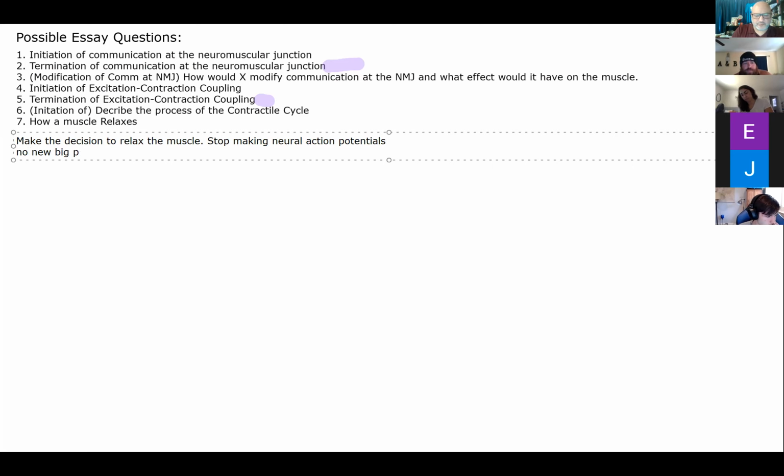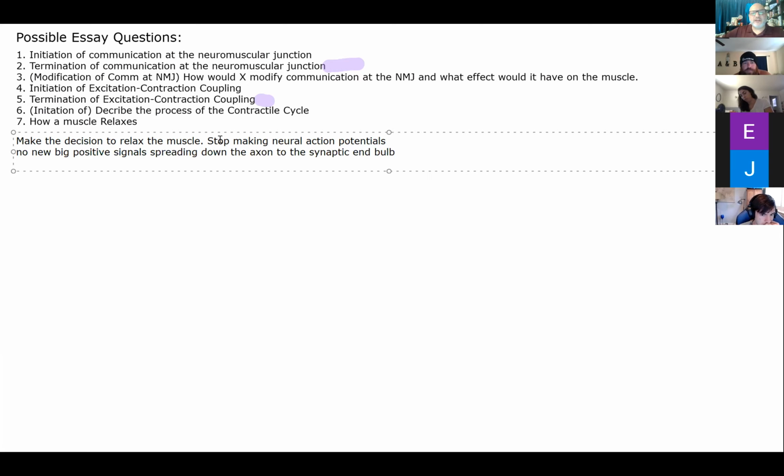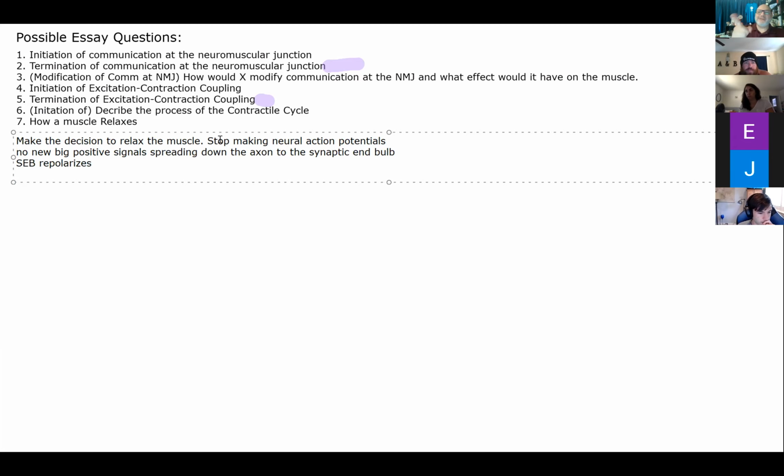Positive. Oops, so I suppose positive signals spreading down the axon to the synaptic end bulb. And if there's no more neural action potential spreading to the synaptic end bulb, what happens to our synaptic end bulb? Repolarizes. Excellent. What's the immediate effect of the synaptic end bulb repolarizing? Voltage gated calcium channels close.